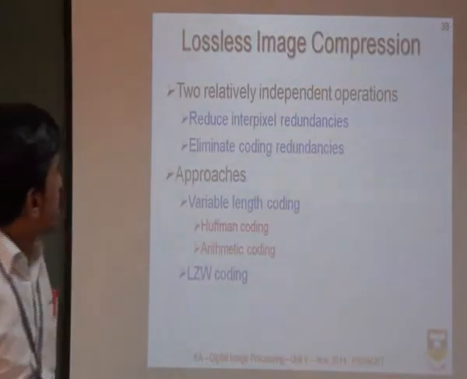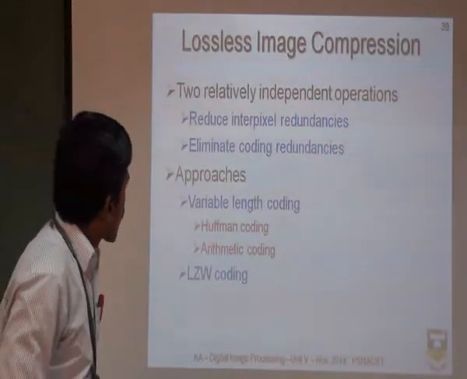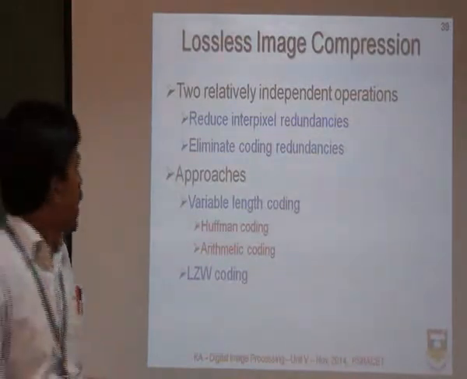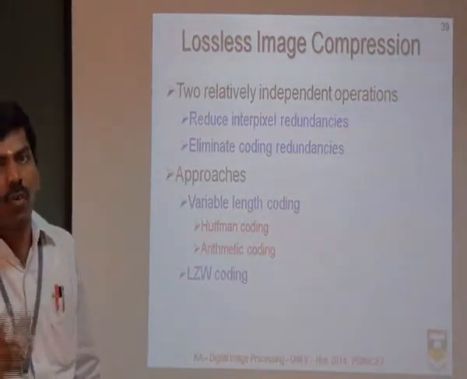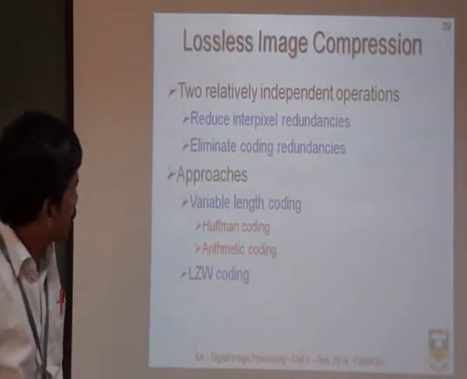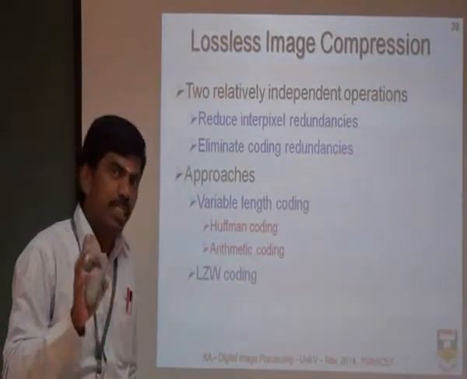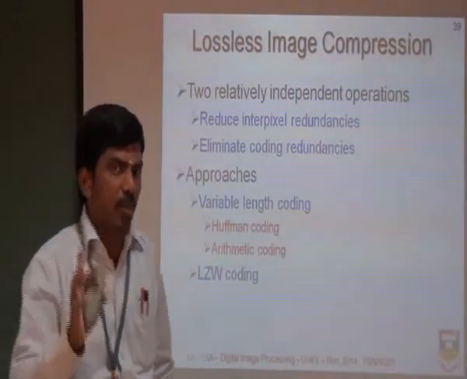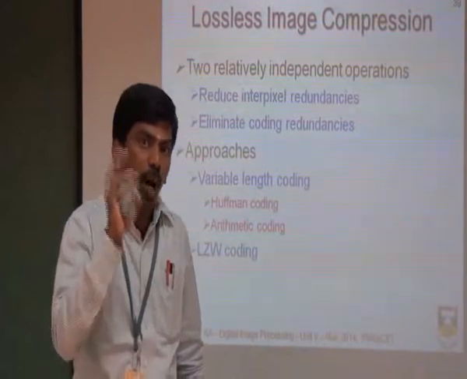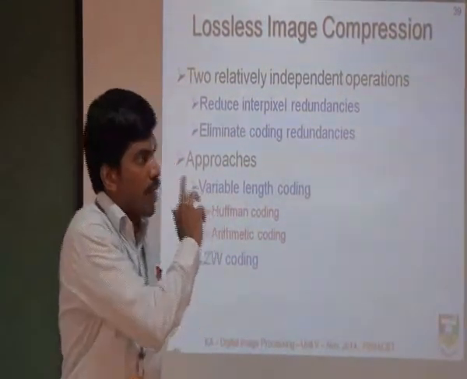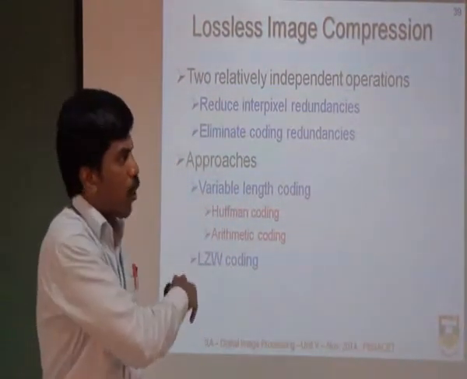So lossless image compression has two relatively independent operations. One is for reducing interpixel redundancy, and the other is for eliminating coder redundancy. Psycho-visual redundancy is the subjective point, related to the human vision system. We are not talking about the vision system here; only the objective type. So they are used for the interpixel and the coder redundancy.